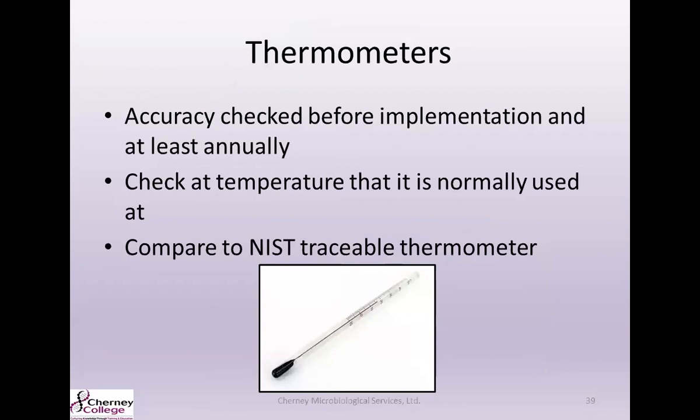Thermometers, you're going to want to make sure that your thermometers are accurately checked before you start using them, and then you're going to want to check them at least annually. So make sure that you check the thermometer at the temperature that it's going to be used at. So if you're going to be using it at 55 Celsius, make sure that you check it at that temperature range and not at, say, 35 Celsius. And make sure that your thermometer is compared to an NIST traceable thermometer.